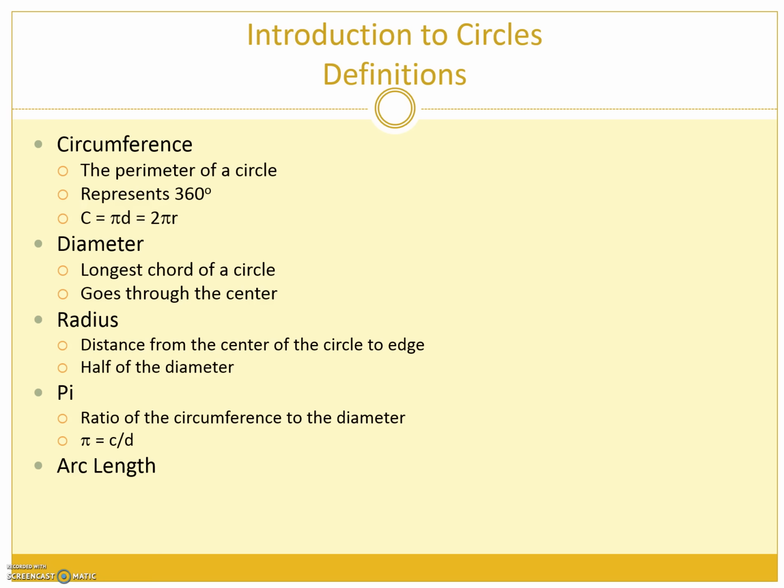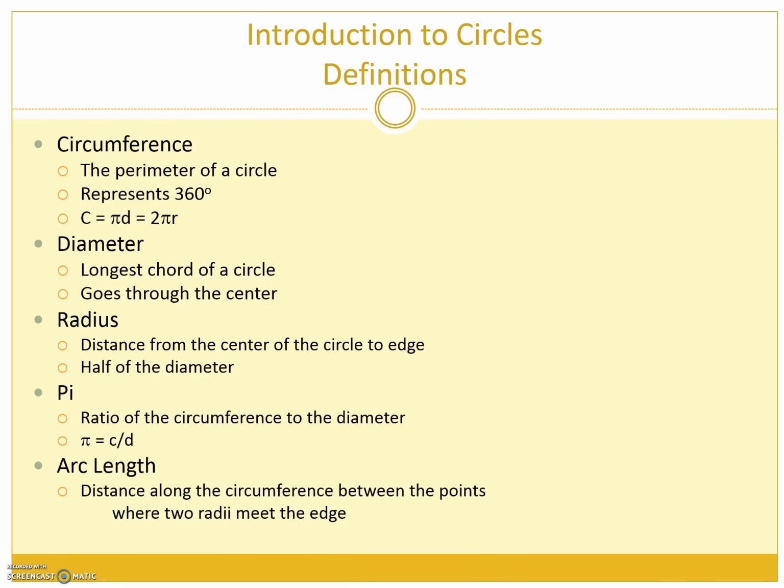Now our last definition is arc length. An arc length is the distance along the circumference of a circle between the points where two radii meet the edge. Now that's a lot of words, so let's look at a picture to represent this.